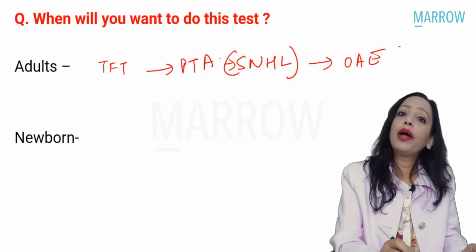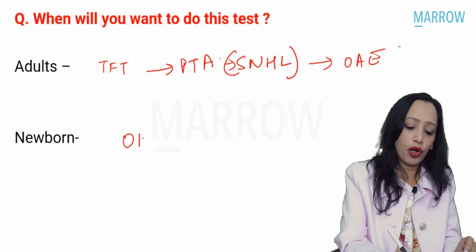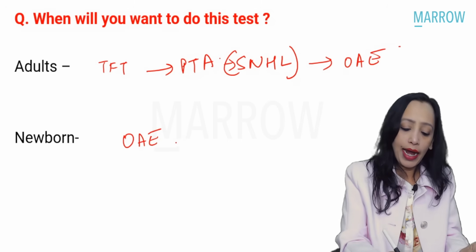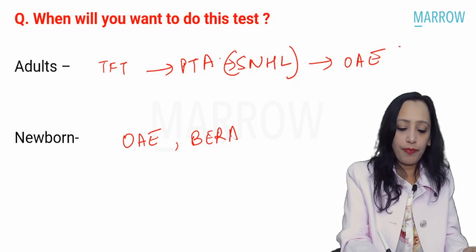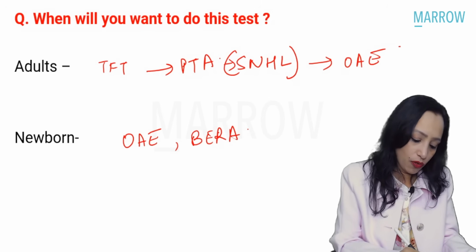Okay, so in a newborn, if we are suspecting any hearing loss, we directly go for otoacoustic emission, and then according to that result, we can also go for BERA, right? So now we know when we go for this test.